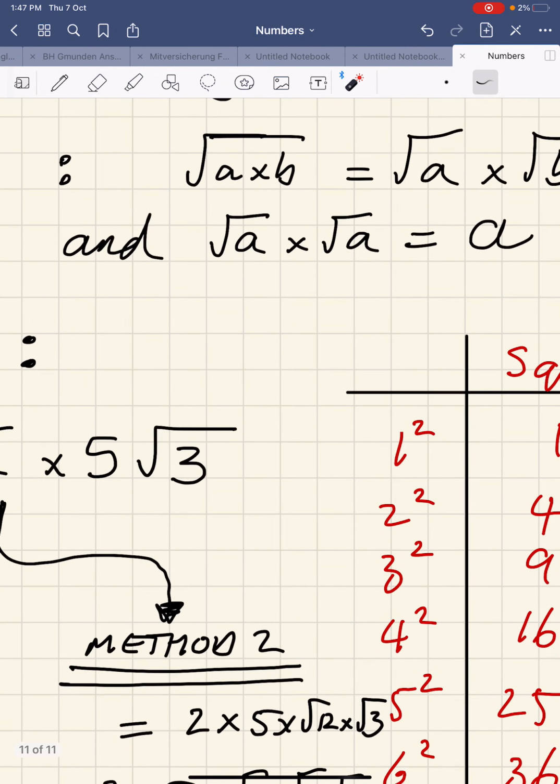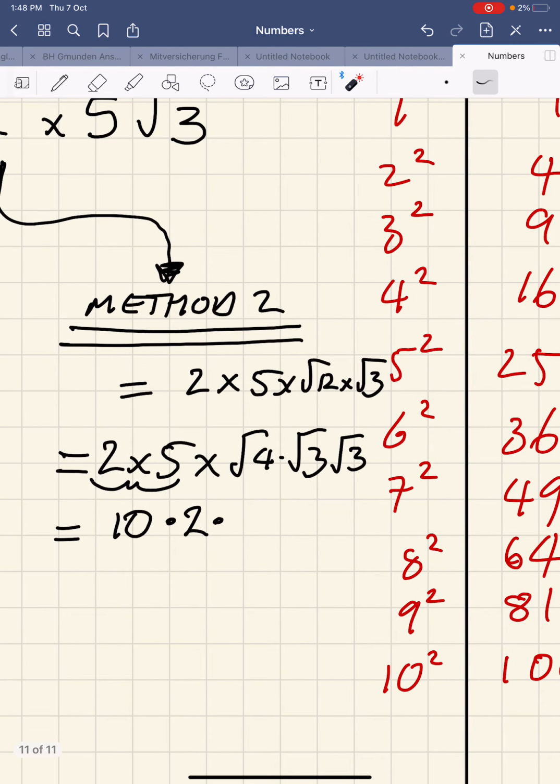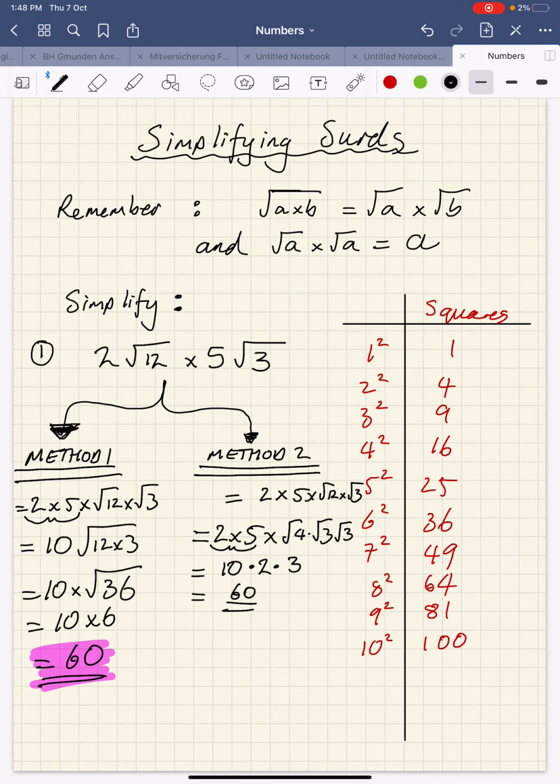And we can see, can't we, that root a times root a is a. Therefore, root 3 times by itself is just 3. And when we times those together, 10 times 2 is 20, times 3 is 60. So we're definitely getting the same answer.